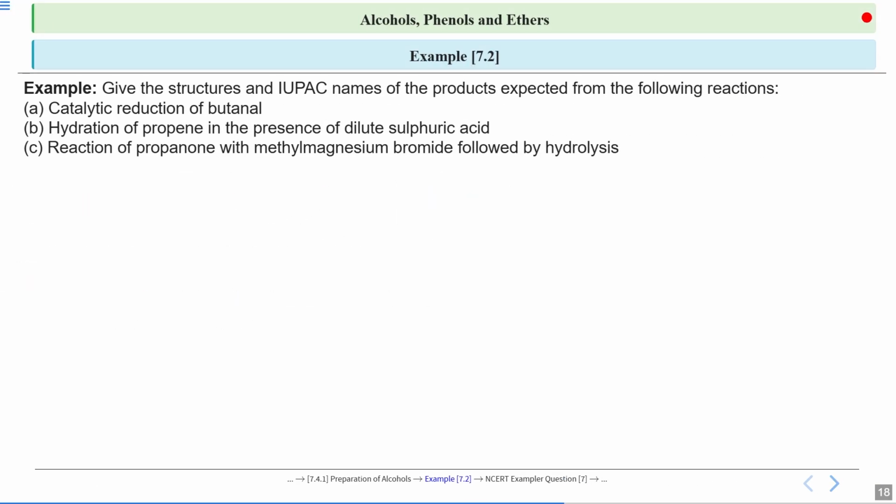Let's solve example 7.2. The example is, give the structures and IUPAC names of the products expected from the following reactions. We have given three parts. A, catalytic reduction of butanal. B, hydration of propene in the presence of dilute sulfuric acid. And C, reaction of propanone with methyl magnesium bromide followed by hydrolysis. So you have to give the structure along with the IUPAC name of the products that are going to form in all these three reactions.